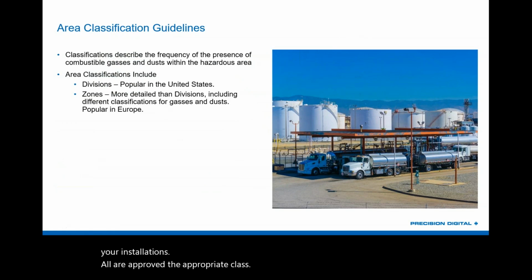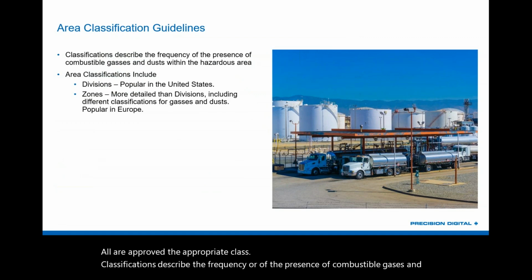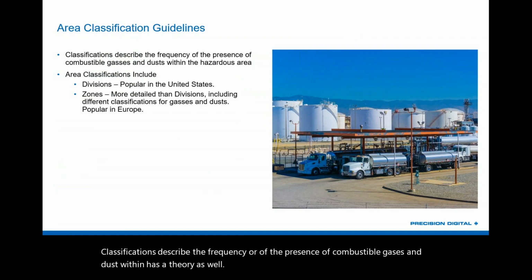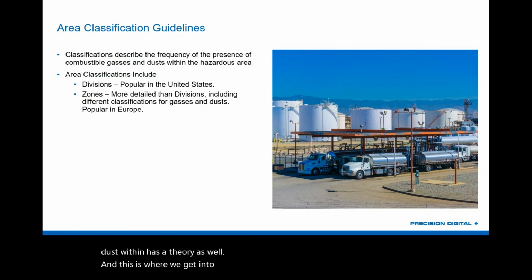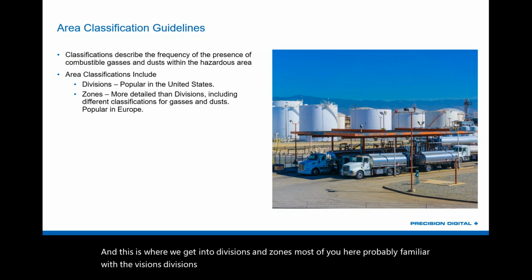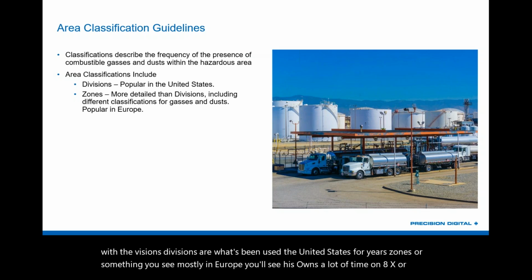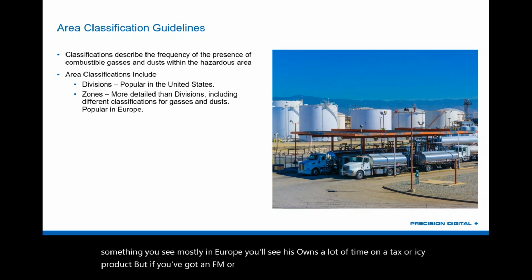Classifications describe the frequency of the presence of combustible gases and dust within a hazardous area as well. And this is where we get into divisions and zones. Most of you here are probably familiar with divisions. Divisions are what's been used in the United States for years. Zones are something you see mostly in Europe. You'll see zones a lot of the time on ATEX or IEC product. But if you've got an FM or UL product, then you're going to be talking about divisions most likely.